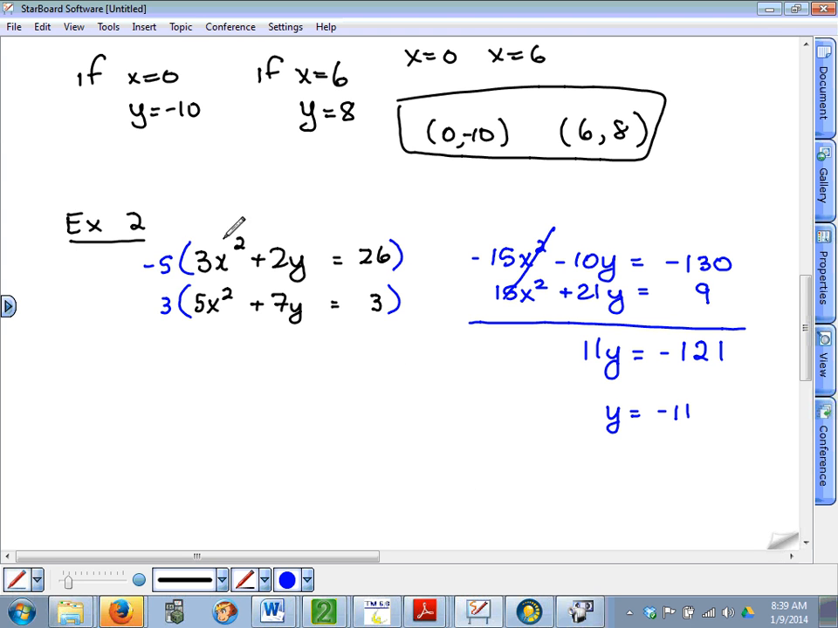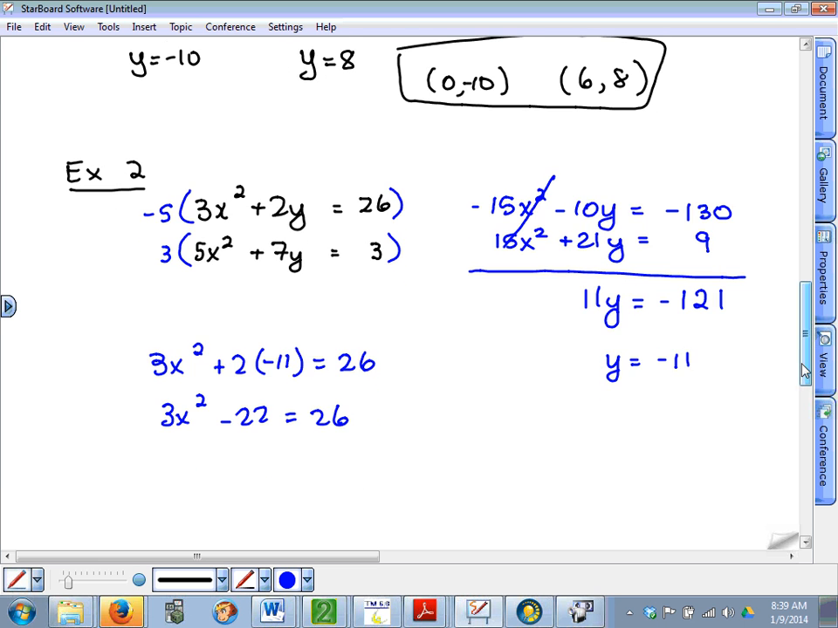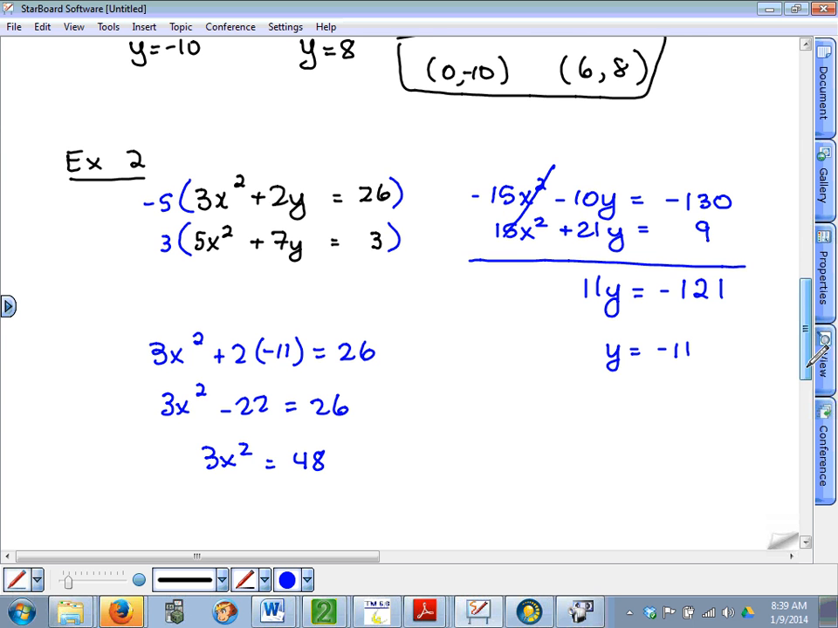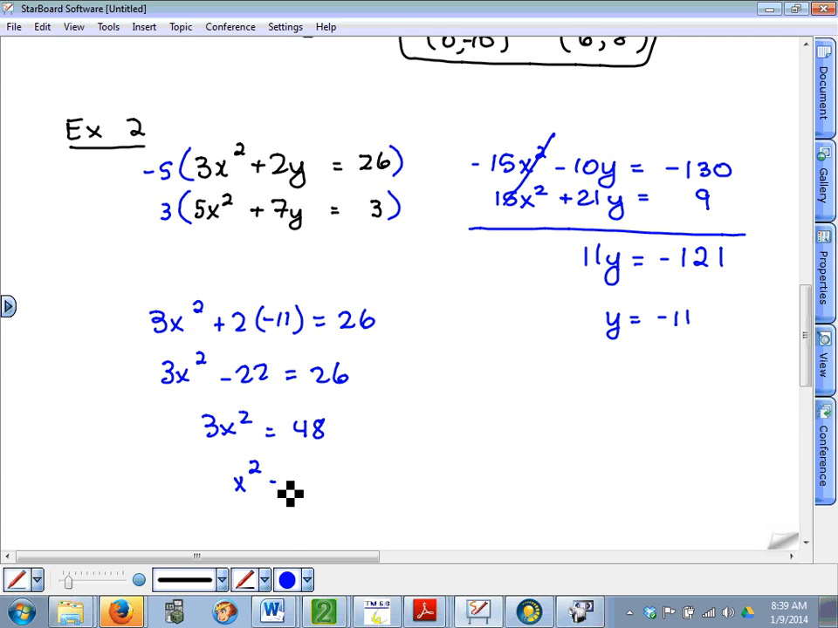So now we need to go back to one of the original ones here and solve for x. First one, okay, so 3x squared plus 2 times negative 11 is equal to 26. 3x squared minus 22 equals 26. 3x squared equals 48. X squared equals 16, so x equals plus or minus 4. There you go.